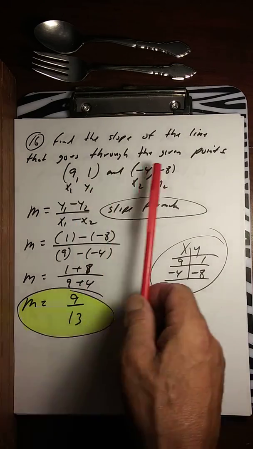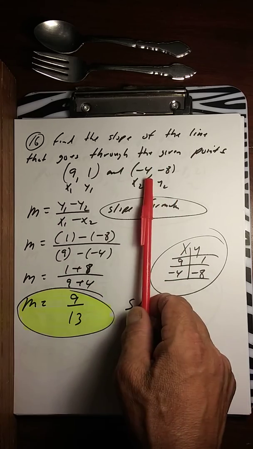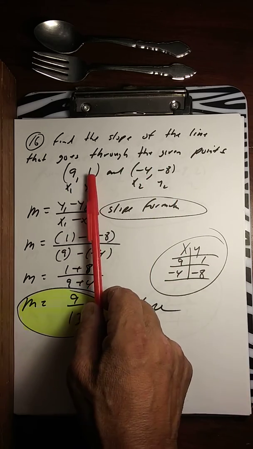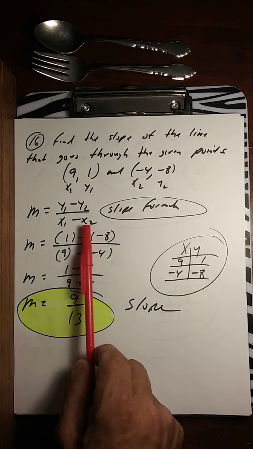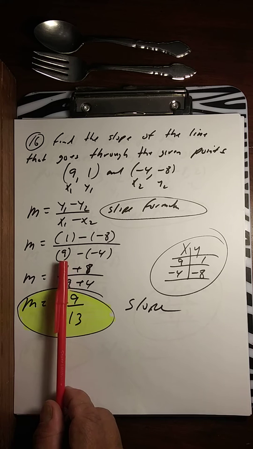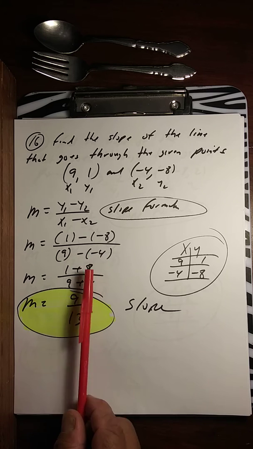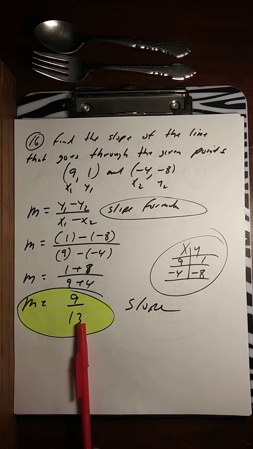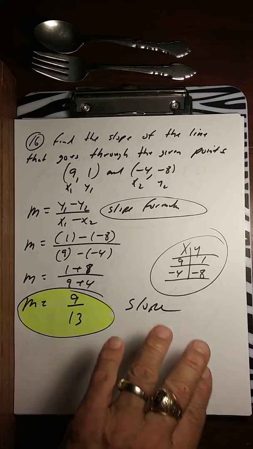Find the slope of the line that goes through the given points. 9, 1, -4, -8. Put them in there. y1, y2, x1, x2. So 1 minus minus is 1 plus 8 is 9. And in the bottom you have 9 minus minus, minus plus 4 is 13. 9 over 13 is the slope. That's it. We're done.